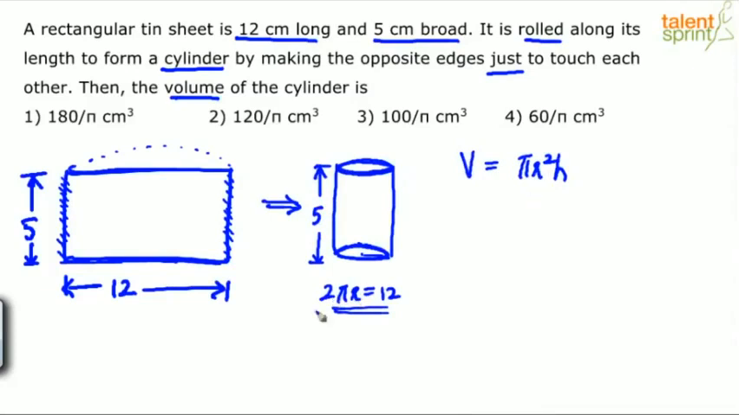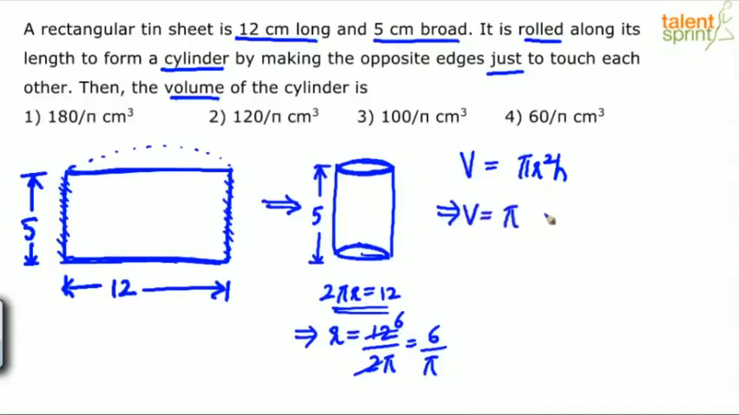See, we know that 2 pi r is equal to 12. So from this, the radius r can be taken as 12 by 2 pi, which simplifies to 6 by pi. So radius is equal to 6 by pi centimeters. Now substitute that radius here and find out the volume. So what will be the volume? Volume will be pi into r square h. R square is 6 by pi whole square and h here is 5. So simplify: pi into 6 square is 36, into 5, divided by pi square.